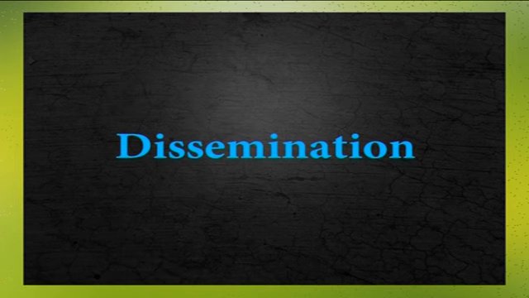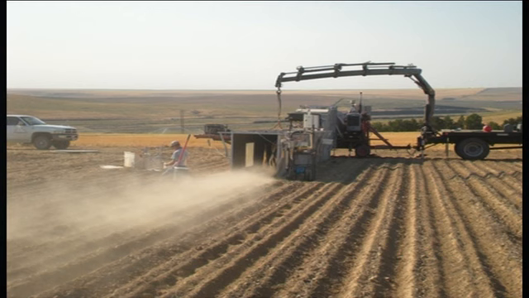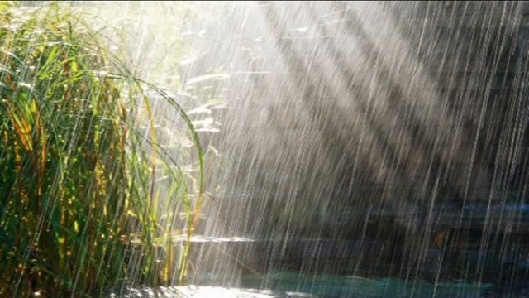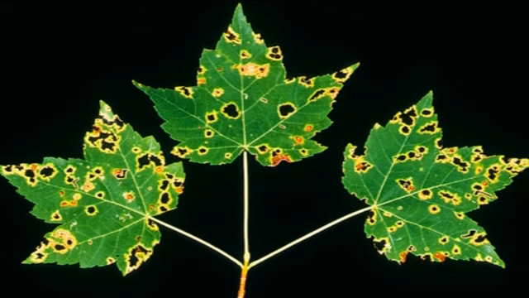Next is dissemination. Dissemination of plant pathogenic bacteria is easy, but fortunately it does not always result in disease. Dissemination commonly occurs by wind-blown soil and sand particles that cause plant wounding, particularly during or after rains or storms. Wounding is essential for entry by many plant pathogens. Aerosols generated by diurnal temperature fluctuations enable dissemination if the temperature and humidity are aligned. Some plant diseases require certain temperature conditions.